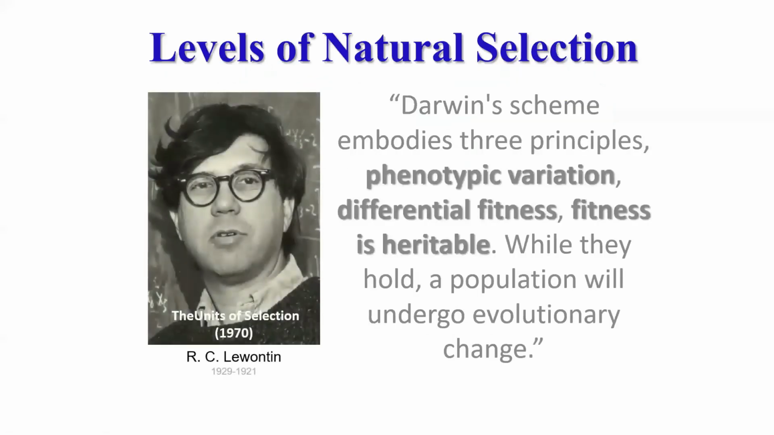In 1970, Richard Lewontin made the following statement. He said, Darwin's scheme embodies three principles: phenotypic variation, differential fitness, and fitness is heritable. When they hold, a population of any kind, individuals or higher levels, will undergo evolutionary change.